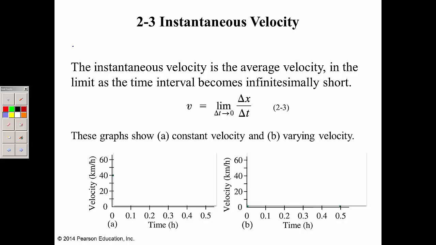Now, instantaneous velocity. If we think about our change in position and we divide that by our change in time, I can maybe draw an average velocity of 40 kilometers per hour for a half-hour interval. And over here I'm going to draw a dotted line with that.